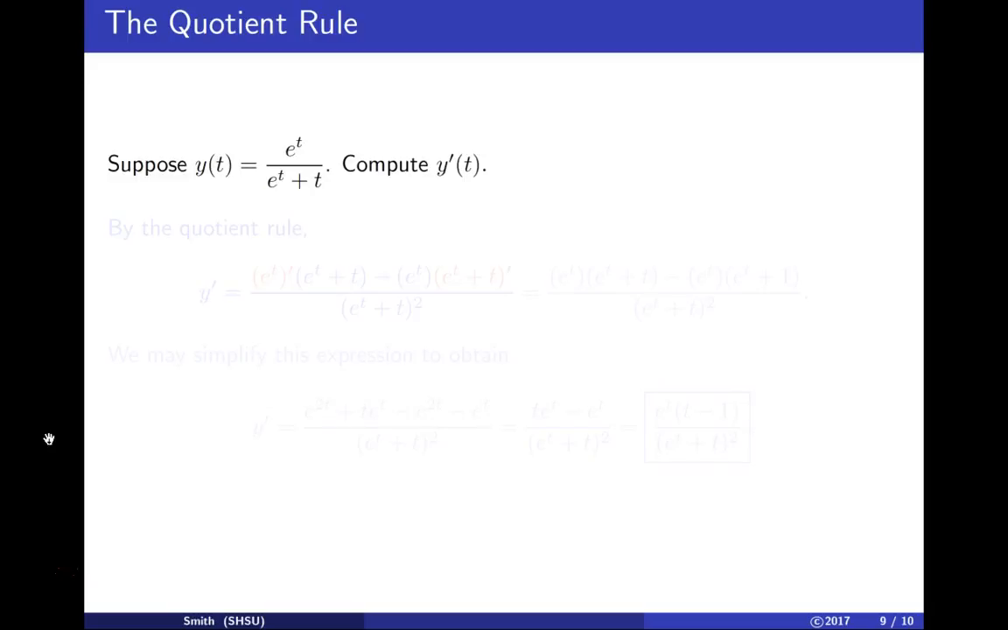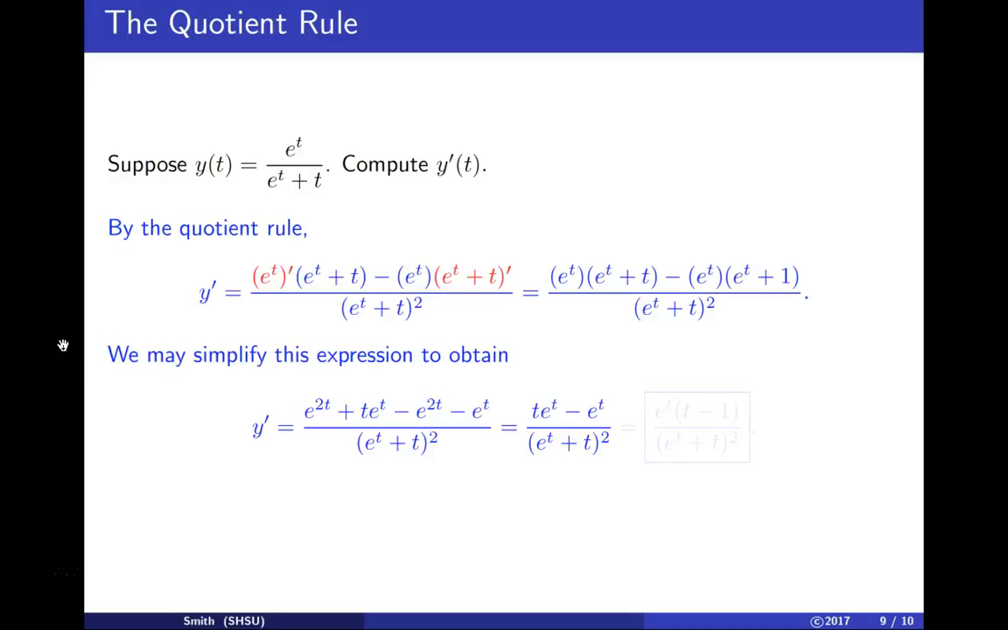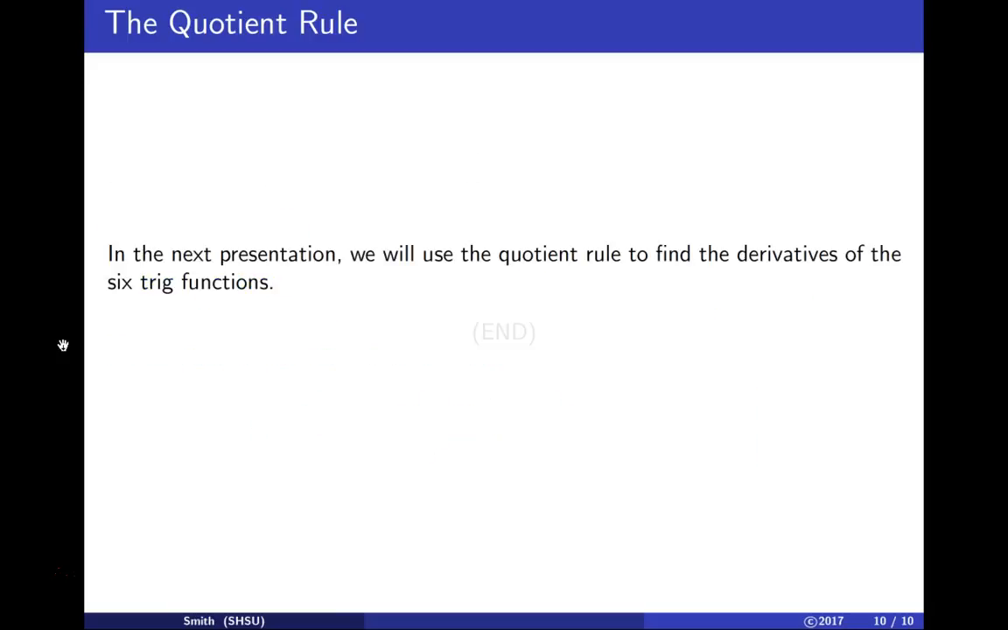Here's one more practice problem. Suppose we want to take the derivative of e to the t over e to the t plus t. By the quotient rule, we're going to get this expression. Again, I'm just announcing here in red that I intend to differentiate this part. So this is the derivative of the numerator, this is the denominator, minus, now write down the numerator and plan on differentiating the denominator. In the next line, I do my derivatives, and then I clean up the numerator a bit to get this expression, and there's the cleanest form I can get. In the next presentation, we will use this quotient rule to find the derivatives of the 6 trig functions.